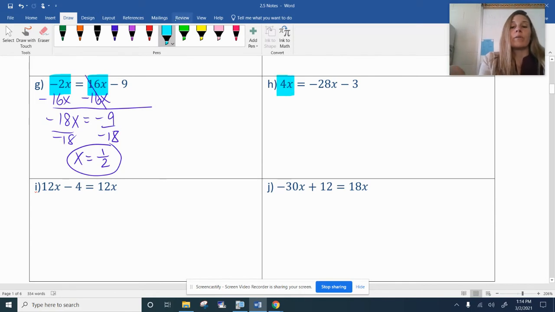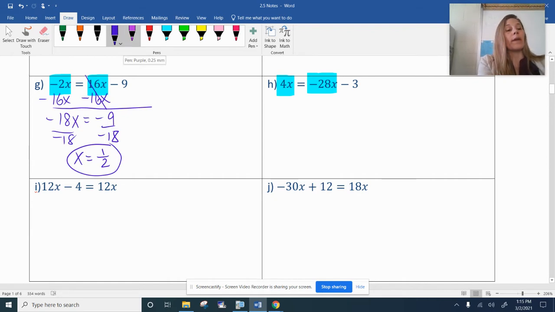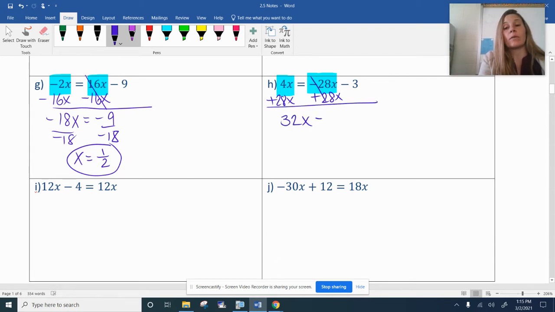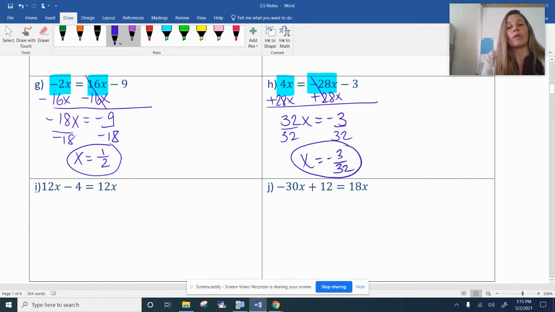Over here, we have the x term isolated on the left and an x term with a constant on the right. So in this situation, we would want to move our x's to the left. So we're going to add that 28x, giving us 32x on the left and a -3 on the right. Dividing to get the x alone. And again, we have a fractional answer here of -3 over 32.